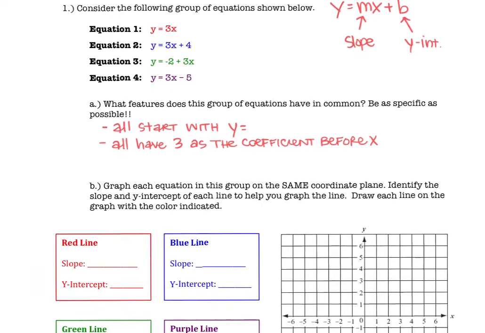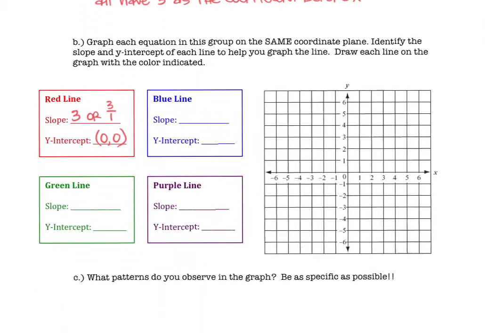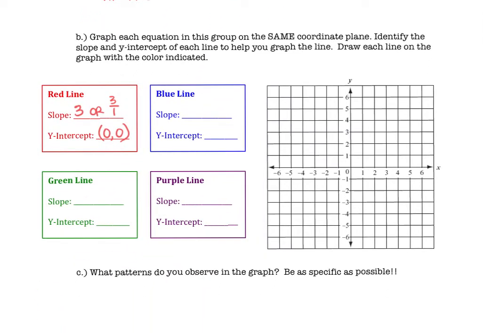So for the red line, the slope is 3, or 3 over 1, and the y-intercept is 0, or (0, 0), because I always want to write my y-intercept as an ordered pair. All right, so remember, this is what we did the other day. We always put the y-intercept on the graph first. So I'm going to plot (0, 0), and again, make sure you have red ink chosen here. And then I'm going to count the slope.